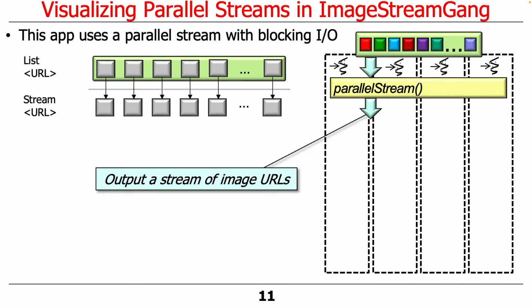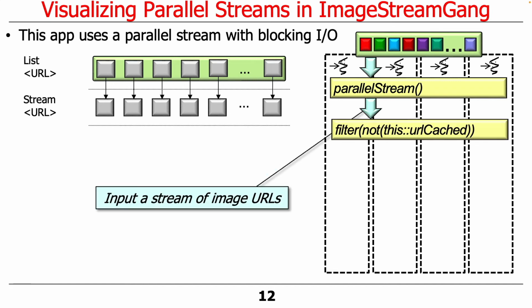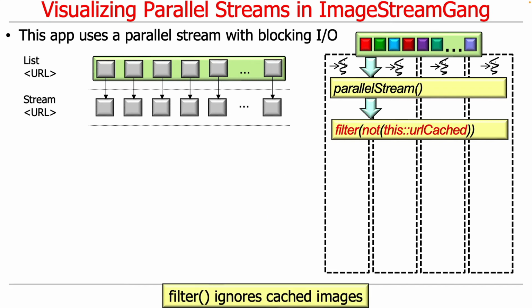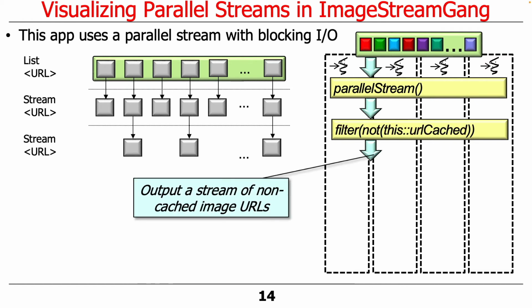We then output a stream of image URLs. So again, keep in mind, this is not actually going left to right. This is going top to bottom. But effectively, it's as though we have a transformation of the list of URLs to a stream of URLs. Then we have the filter operation, which is given the stream of image URLs, and it will ignore the images that are already cached. We output a stream of non-cached image URLs. So now there could be fewer of them, as you see on the left.